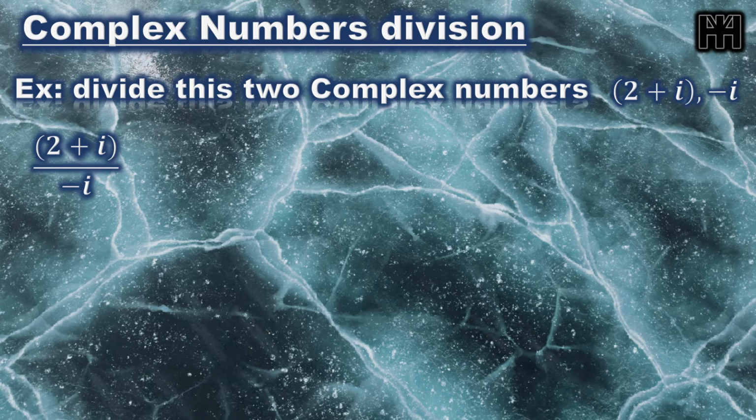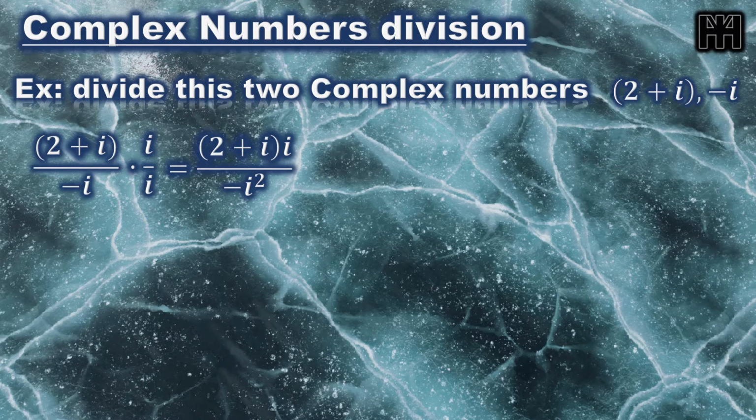To get this equation in the standard form, we need to remove this i downstairs. So we'll multiply by i up and down. So it will be 2 plus i, all multiplied by i, over negative i squared. Okay, it will be 2i plus i squared over negative i squared.